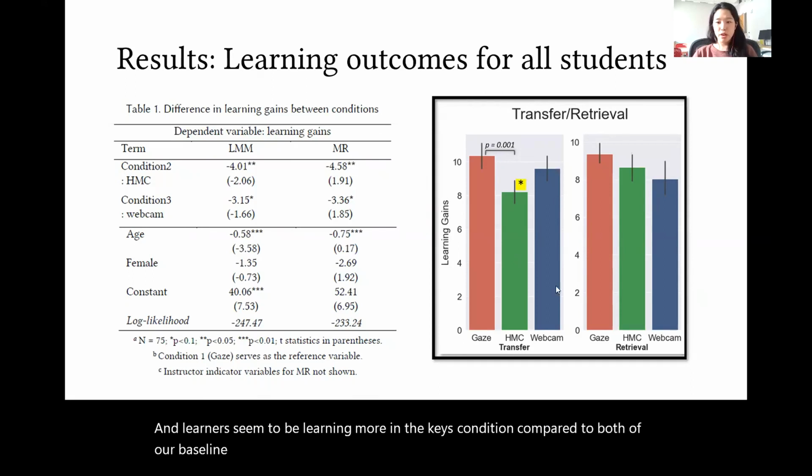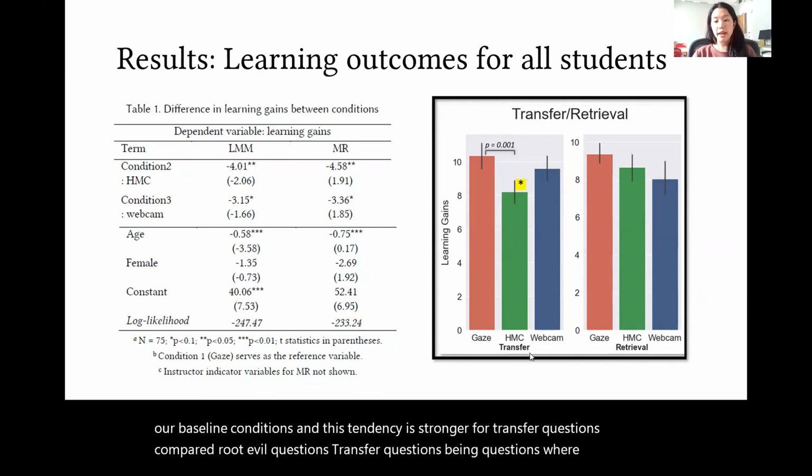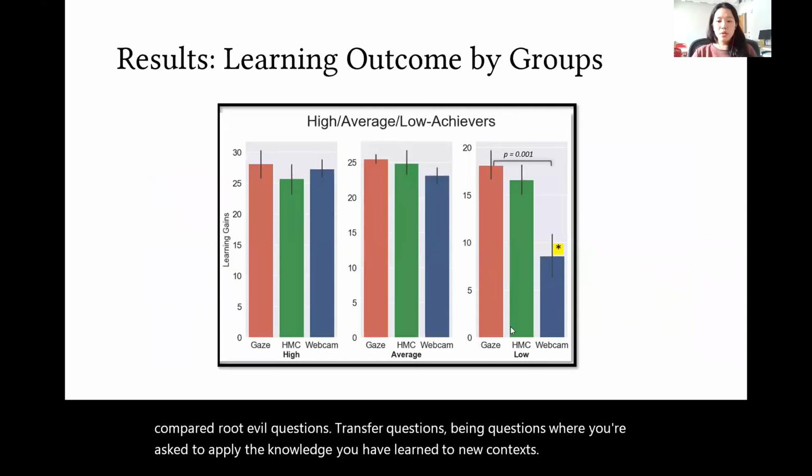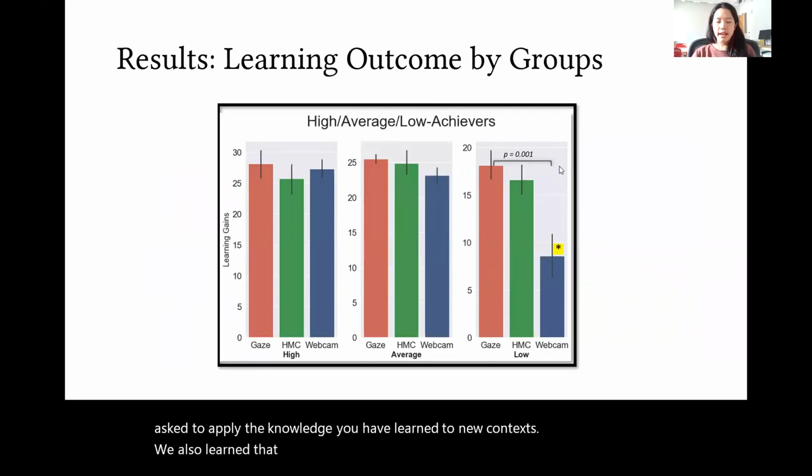And this tendency is stronger for transfer questions compared to retrieval questions, transfer questions being questions where you're asked to apply the knowledge you have learned to new contexts. We also learned that this effect is most salient for low achieving learners compared to high and average achieving learners.